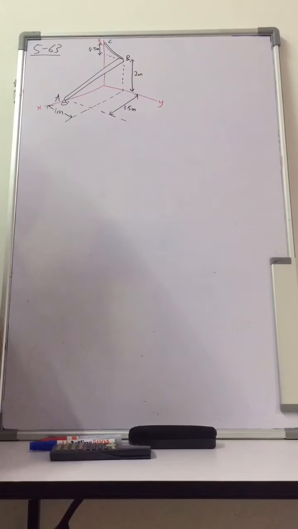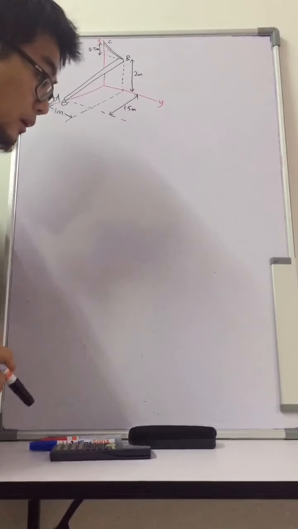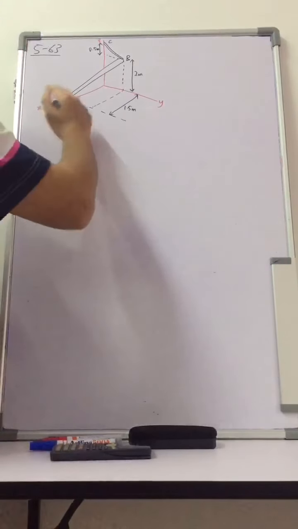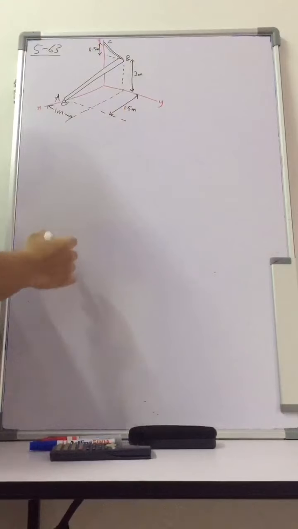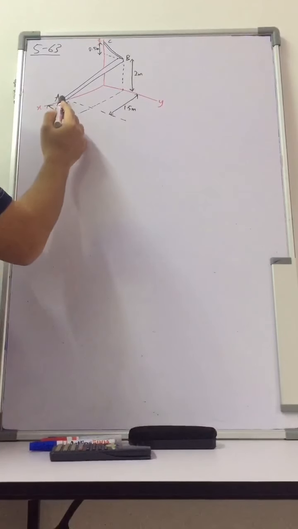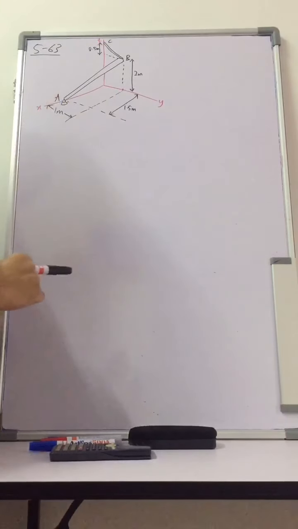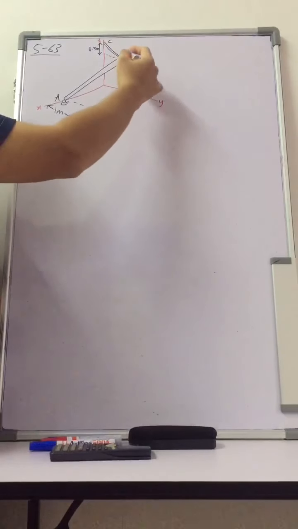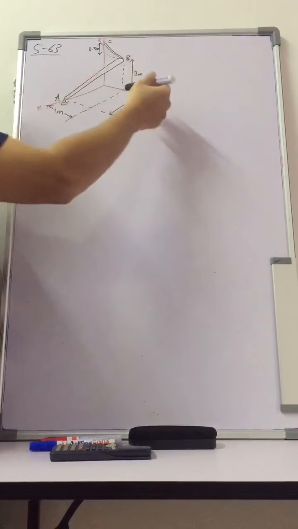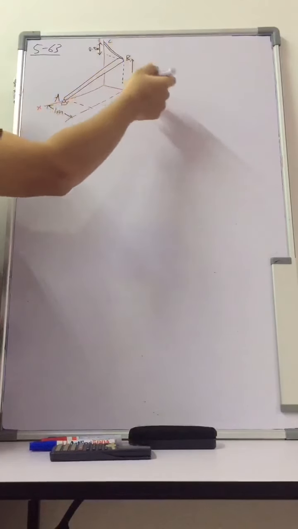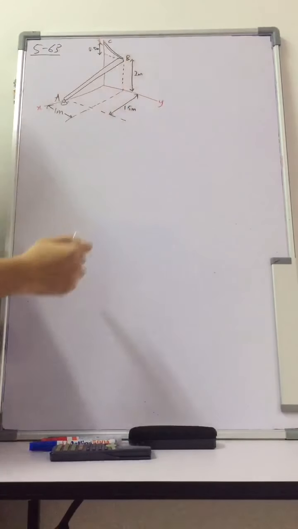Next we go to problem 563, and in this problem we have a smooth uniform rod AB. It is supported at point A with a ball and socket, and then at B it leans smoothly against the wall. The wall is actually on this YZ plane, right?